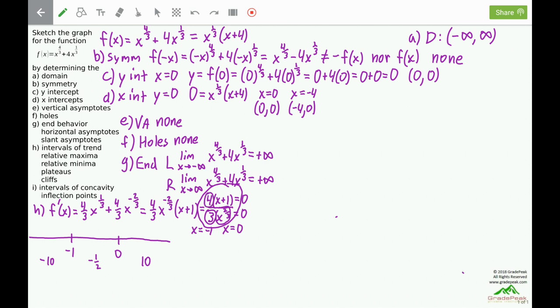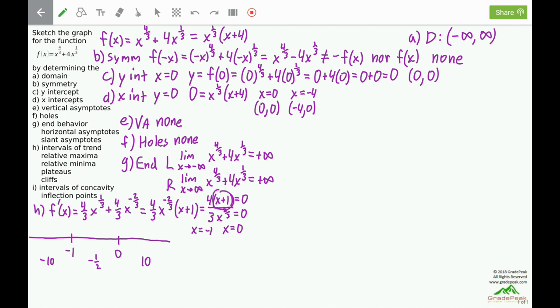In the numerator, the 4 is positive. All of those positives will not affect whether the overall first derivative is positive or negative. It will solely depend on that x plus 1. So we can plug all of the test values into just the x plus 1.